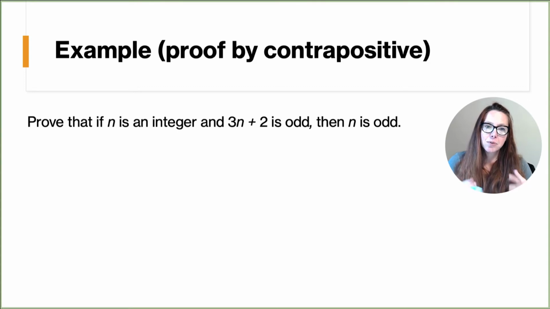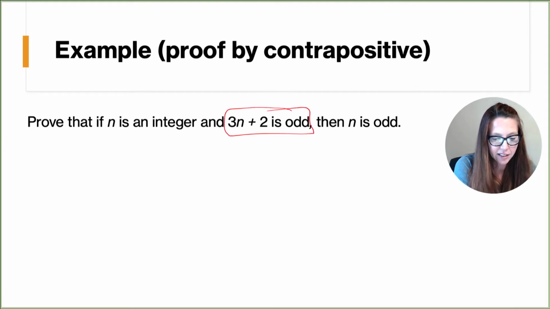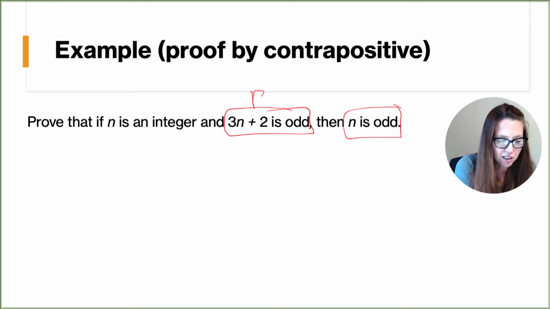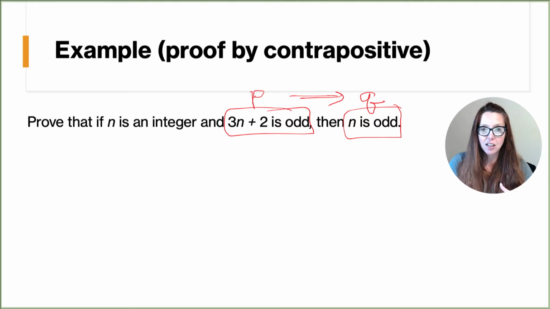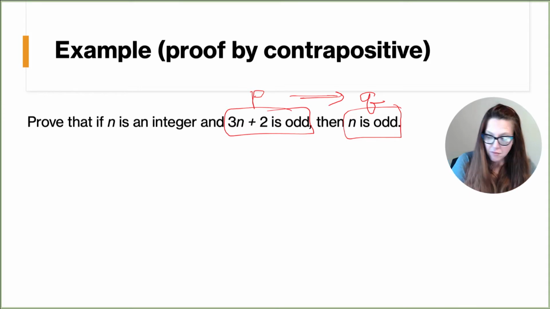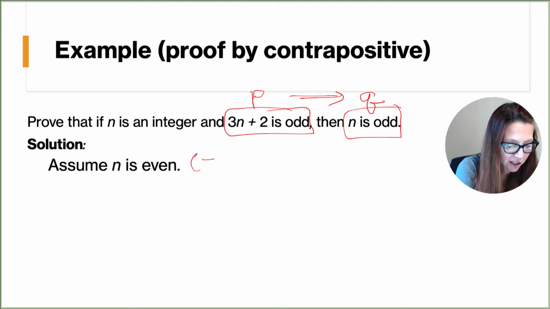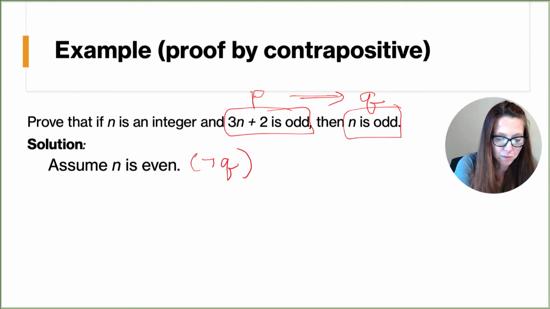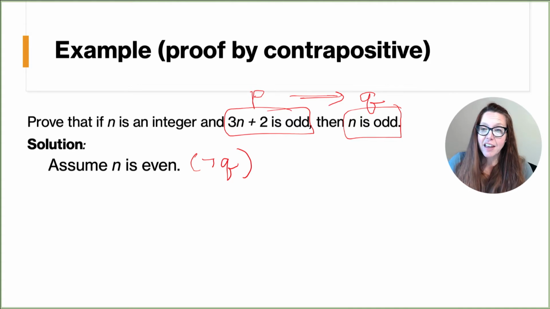We want to prove that if n is an integer and 3n plus 2 is odd, then n is odd. So this is our P and this is our Q, and we want to show that being an integer such that 3n plus 2 is odd, then n is odd. We're going to do that by assuming not Q. We're going to assume that the consequent, n is odd, is false, that n is even. And then things will follow.